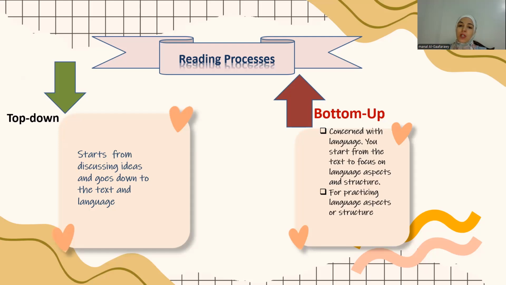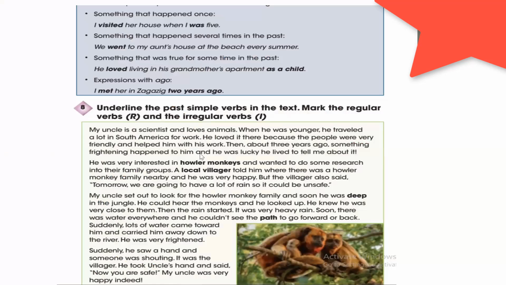Another approach or process is bottom up. And this usually happens if I want to use a reading text as a sort of practice or a tool of practicing language structures and language aspects. So I bring a reading text and ask my students to highlight key vocabulary structures or aspects related to what we studied. So a good model for the bottom-up reading is this text. If you have a look at the prompt, underline the past simple verbs in the text, mark the regular and the irregular verbs. So it's very clear that here the purpose of reading the text is to highlight structures in language aspects.